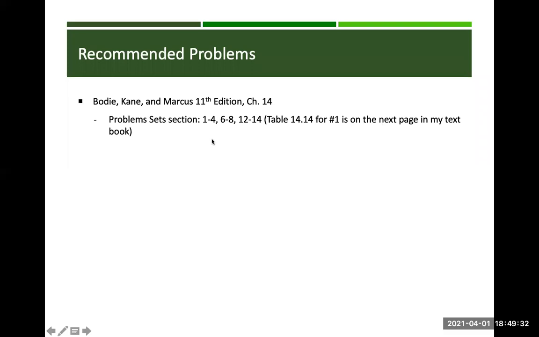So financial statement analysis. 1 through 4, number 1 has table 14 referenced in it. In my textbook, it's on the next page. And I was kind of getting frustrated. Well, where's the table? I was looking back into the chapter, and then all of a sudden I turned the page over, and there's the table.